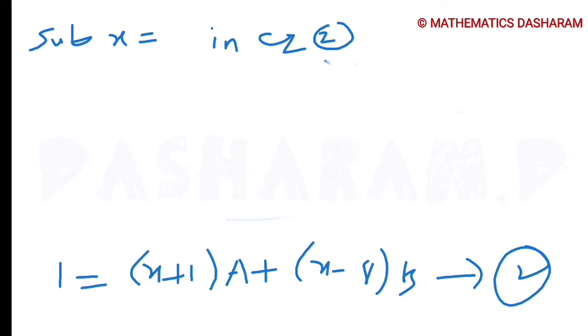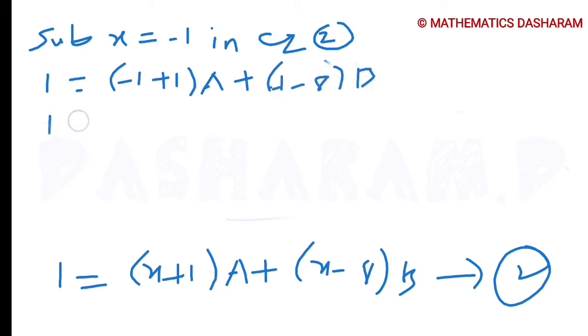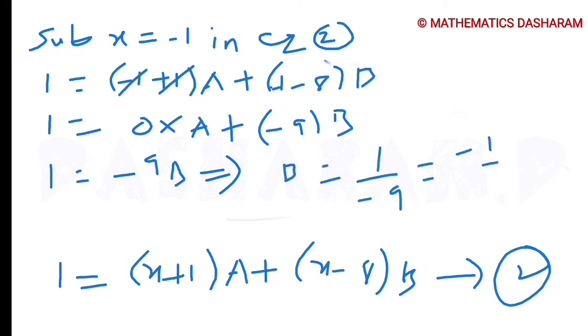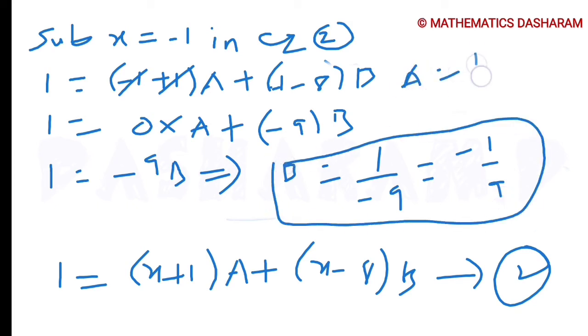Next, substitute x equals minus 1 in equation 2. So 1 equals (minus 1 plus 1) into a plus (minus 1 minus 8) into b. Minus 1 plus 1 cancels, so 0 into a, and minus 1 minus 8 is minus 9 into b. Then 1 equals minus 9b. So from this, b equals 1 by minus 9, which can be written as minus 1 by 9. So the b value is minus 1 by 9 and the a value is 1 by 9.